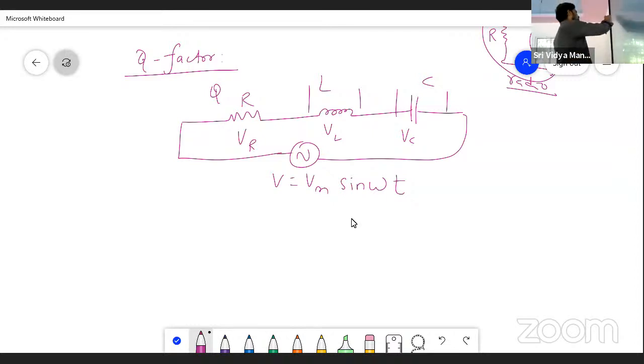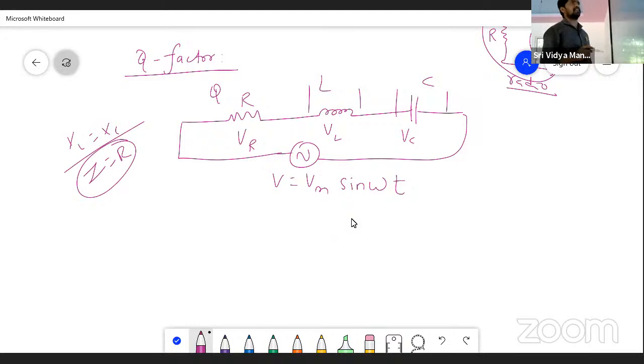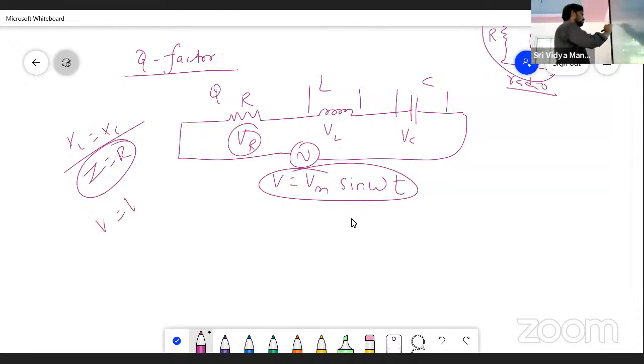When we reach the resonance condition, XL is equal to XC, Z is equal to R. The RLC circuit must act as a purely resistive circuit. The applied voltage is equal to VR, V is equal to VR. It's very important, all of you. At the resonance condition, applied voltage is equal to voltage across VR.